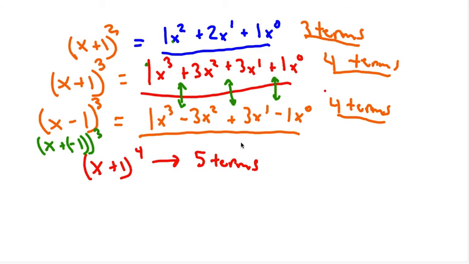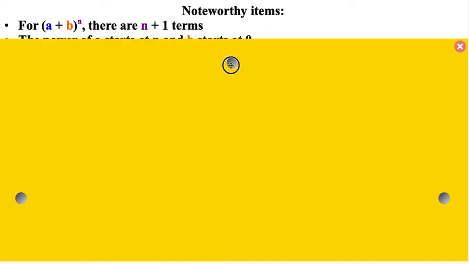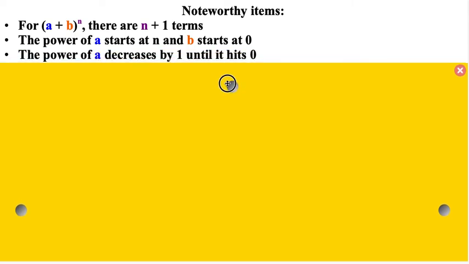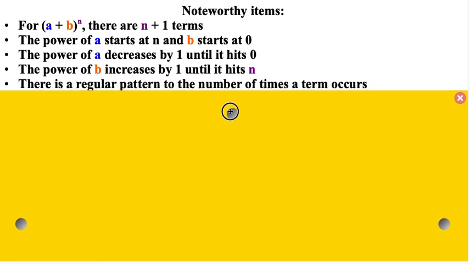So, let's sum up. Noteworthy items. For a plus b to the n, there are n plus 1 terms. That is 1 more than the power. The power of a starts at n, that is the highest power, and b starts at 0. We'll explore that a little bit more. The power of a decreases by 1 until it hits 0. Think x squared, x to the first, x 0. The power of b increases by 1 until it hits n. This is a little bit harder to see in the examples we did, but we'll be able to see it a little bit later on.